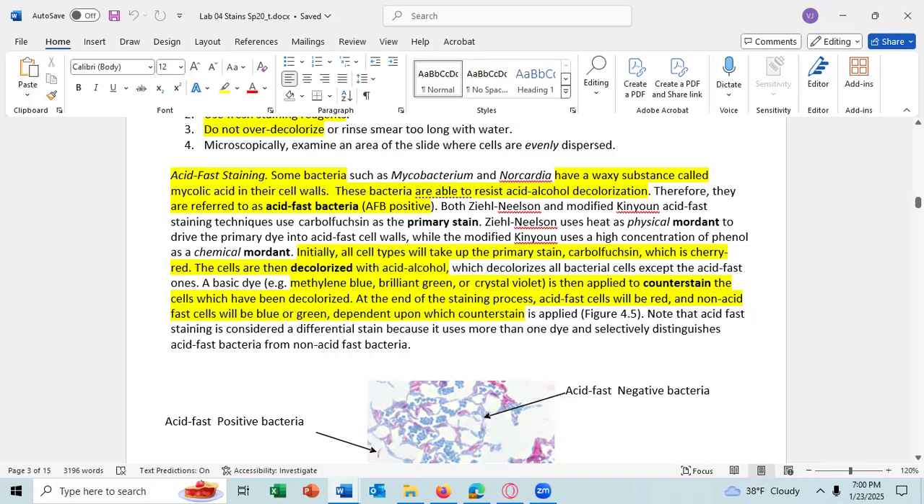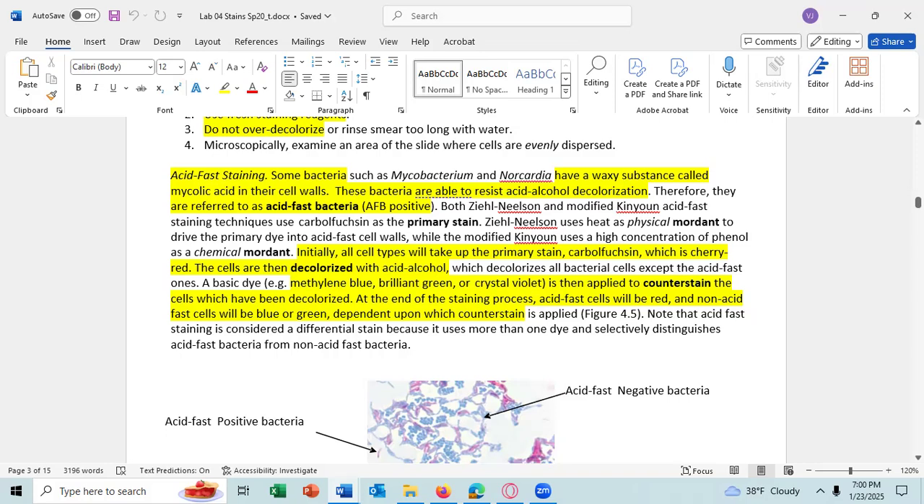If there's mycolic acid in the cell wall, the bacteria are able to resist the acid alcohol decolorization in the stain, and then the cells are referred to as acid fast bacteria positive, or AFB positive. If, on the other hand, the cells do not retain the primary stain, they will be called acid fast bacteria negative cells, and they'll have a different color.